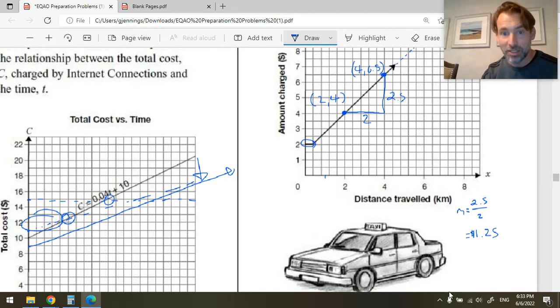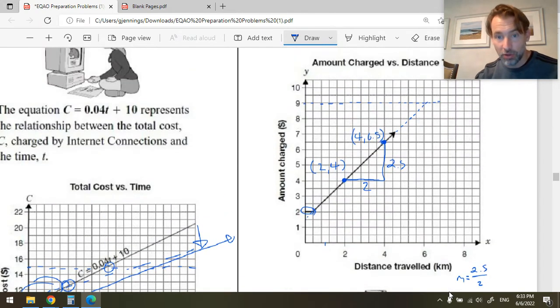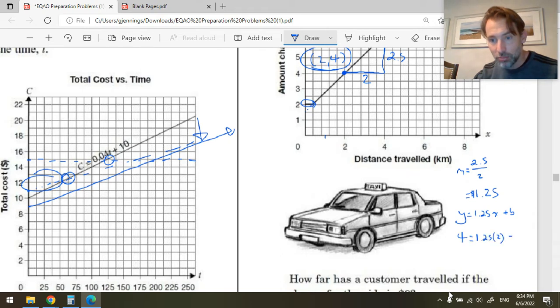All right, and then what's the flat fee? Well, it's going to be the b value that's somewhere back here. It looks like $1.50. Okay, let's see. So we need to use one of our points, (2, 4). If y equals 1.25x plus b, and we know that (2, 4) is a point on that line, then 4 is equal to 1.25 times 2 plus some value b. Okay, 1.25 times 2 is 2.50. If I subtract 2.50 from both sides of the equation, I get 1.50 is equal to b.